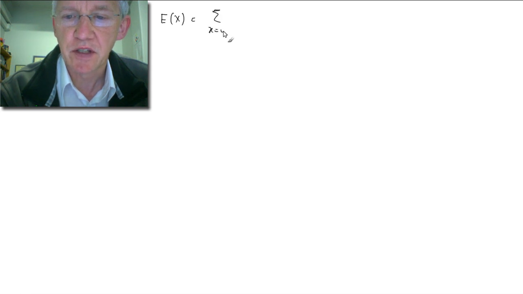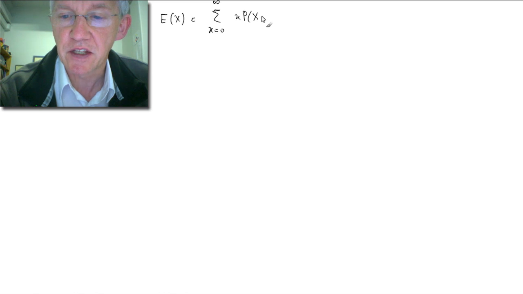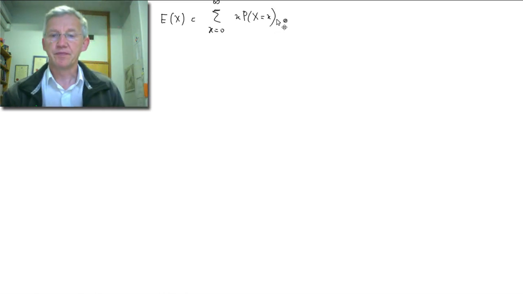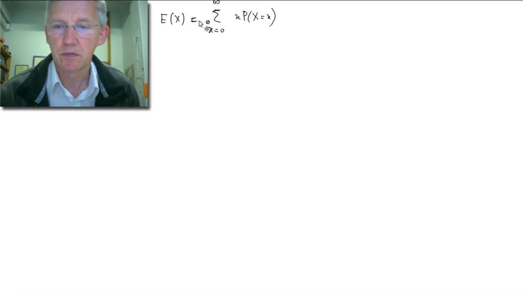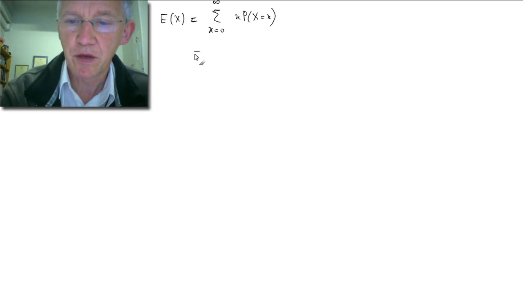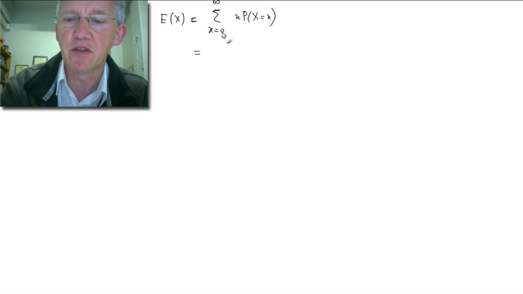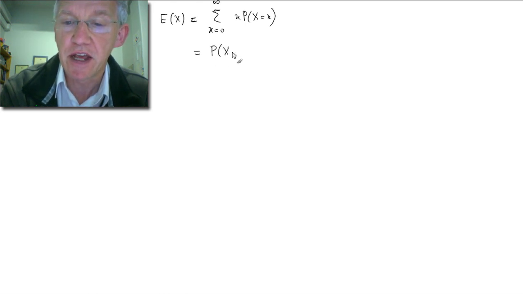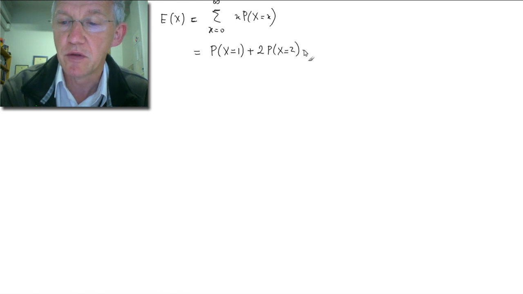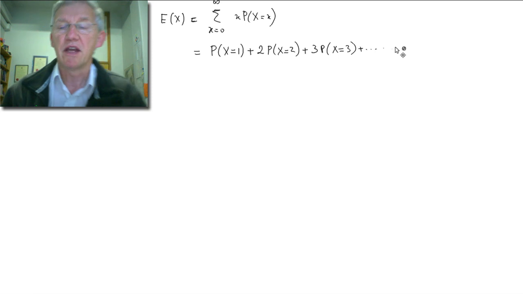So we have an expression for the expected value of x. In this case, we know that it can be written as the sum from x equals 0 to infinity of x times the probability that X is equal to x. If we write out the first few terms of this sum, clearly the first is 0 because x is 0. The next term is just 1 times the probability that X is equal to 1, plus 2 times the probability that X is equal to 2, plus 3 times the probability that X is equal to 3, and so on.